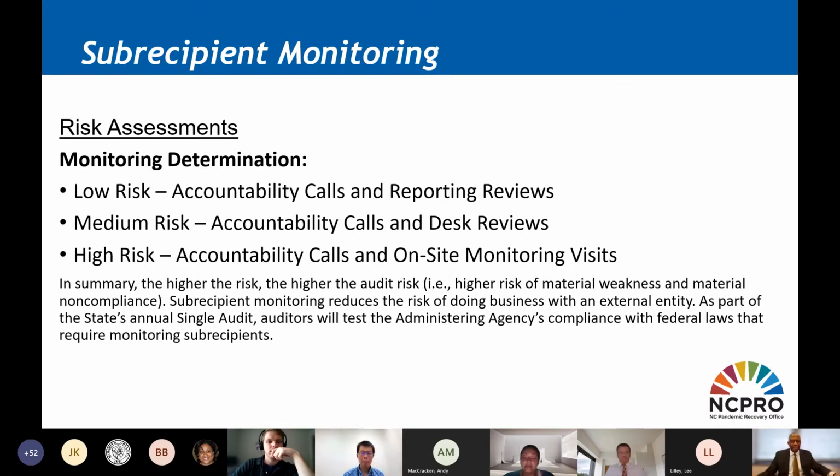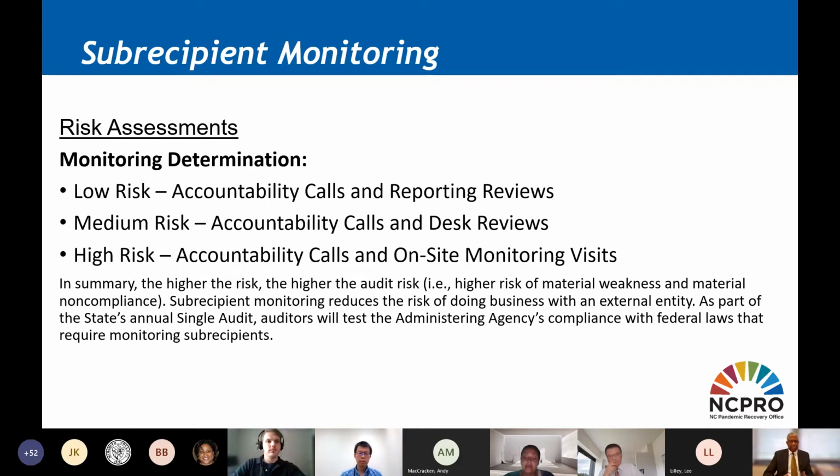If there's medium risk, the accountability calls and desk reviews. Desk reviews meaning that it can be done virtually, or it can be done right there in your office individually, but by obtaining records from your subrecipient, and that review is done in your office. Review of records remotely. But if it's high risk, the expectation is accountability calls and on-site monitoring visits.